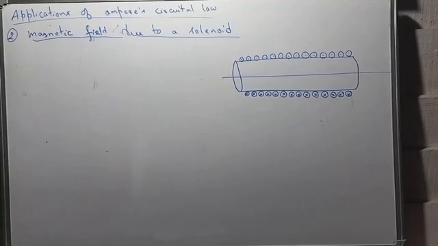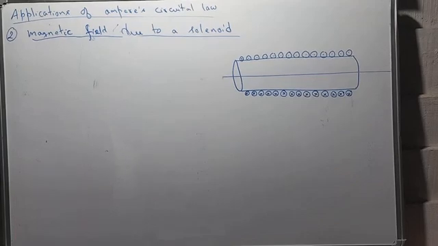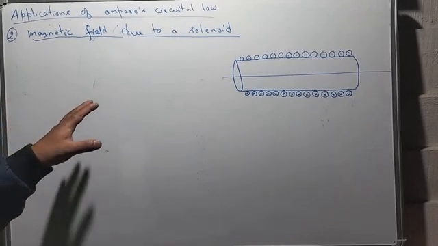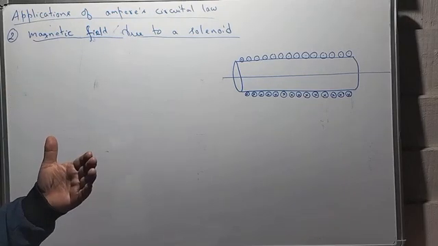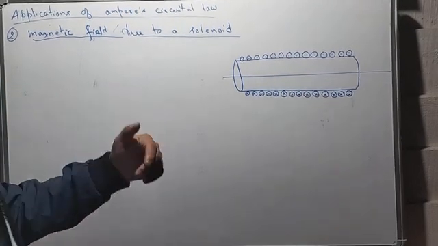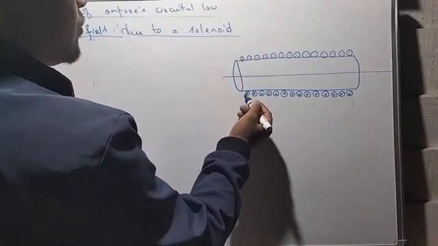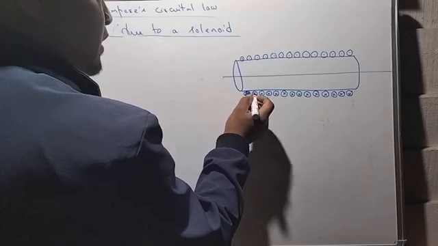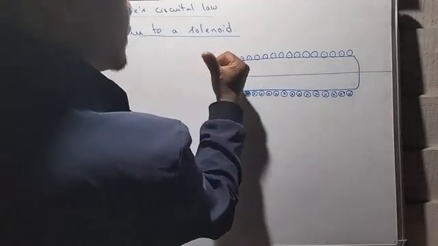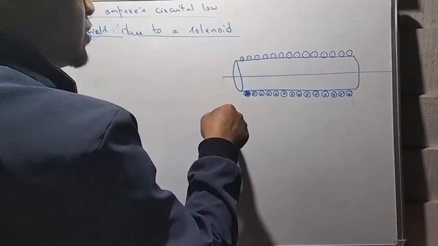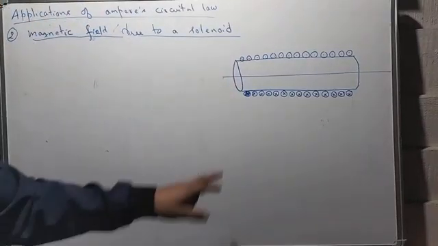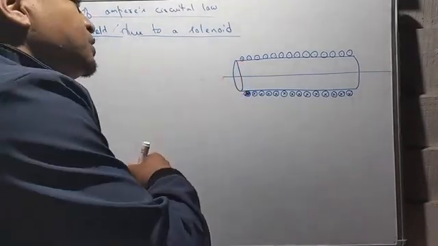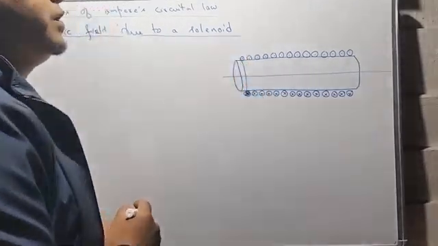Okay, here we shall do the applications of Ampere's second law to find the magnetic field due to a solenoid. We have seen before in the previous video that the current entering the solenoid is indicated by a cross with a circle, and the current leaving the solenoid is indicated by a dot with a circle. So one dot, one cross mean one turn of the solenoid.